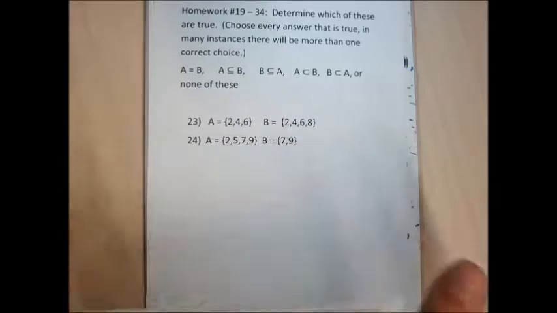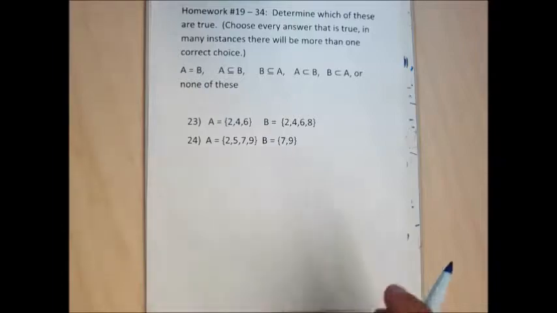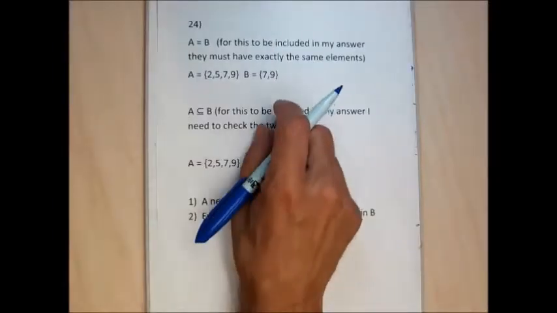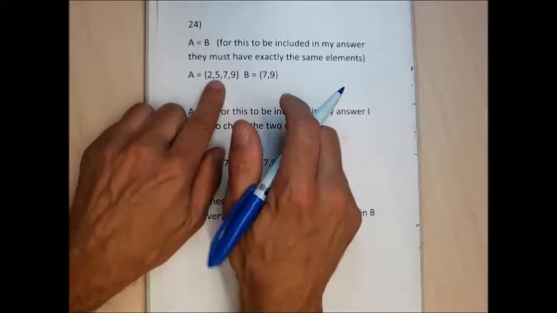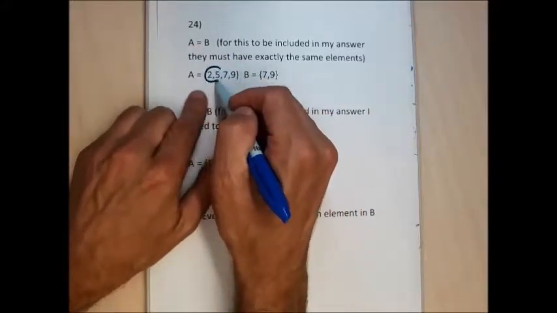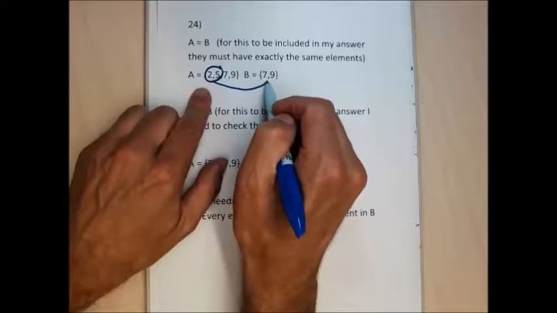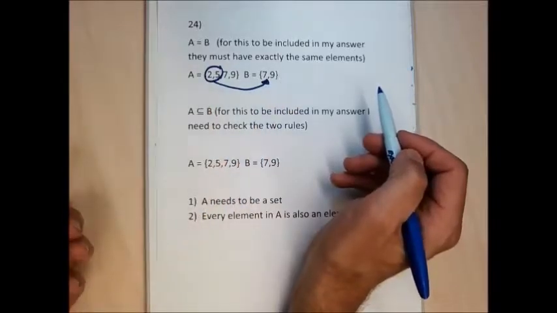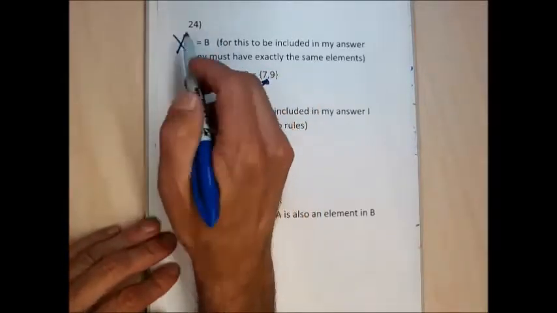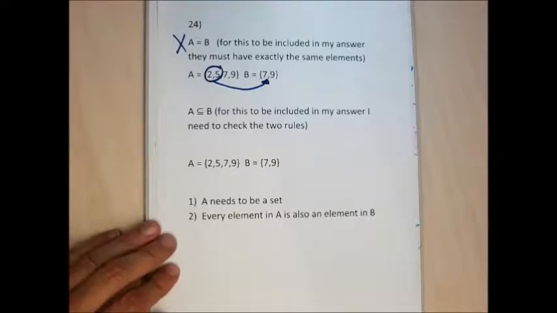I'll do my problem 24 just in case you need to see it. So the first thing I'm going to check for in problem 24 is if the two sets are equal, and these sets clearly aren't equal. To be equal, you have to have exactly the same elements, and A has two elements in it that aren't in B, so these sets aren't equal. I won't include it in my answer.